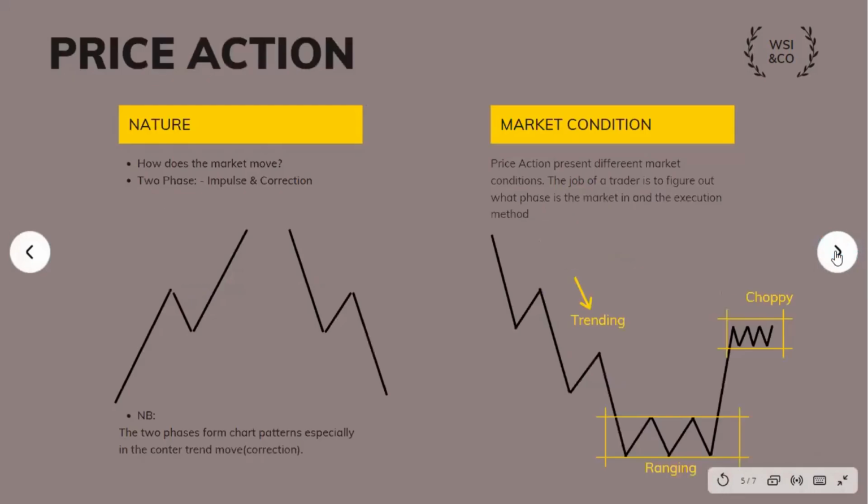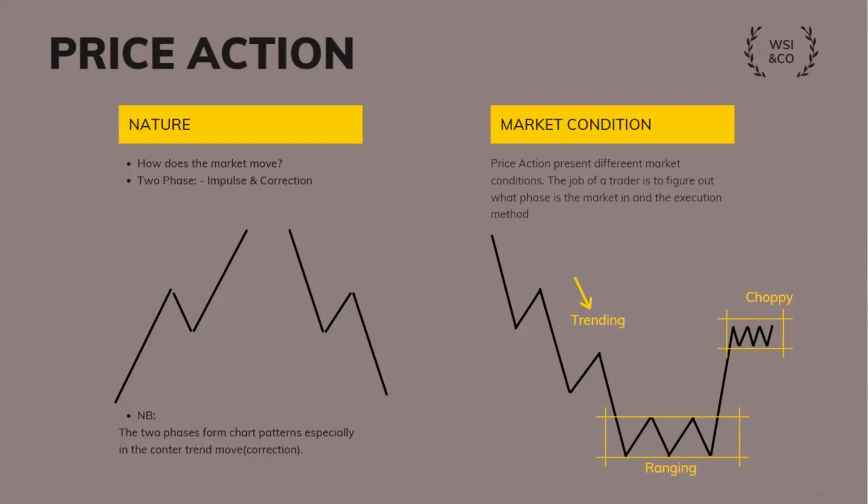Now let's look at this graphic in terms of the nature and market condition. The nature, like we said before, is how the market moves. The market moves in two phases. The first phase is the impulsive phase. The second one is a corrective phase, which is counter to the main trend, and then a continuation to the upside. Vice versa, on a downtrend, we have an impulse, correction, another impulse, or you may call it a continuation if you may. These two phases normally form chart patterns, which will be a topic for another day.